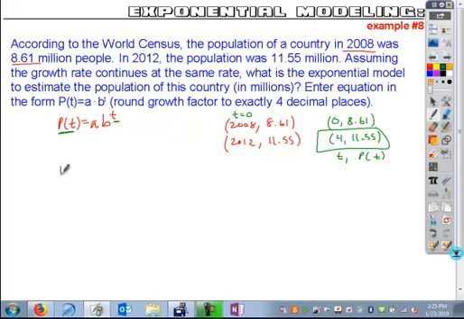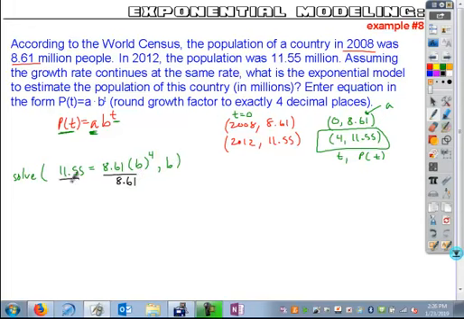So you have 11.55 is equal to, our a value is our original initial amount, right? So at time 0, our initial amount is 8.61, so that plugs in at a. Our b is our unknown, and then our t value is this length, or this measure 4. And so what we can do right here is we can solve for b. You can either set it into your calculator and solve for b, or you can manually solve this.